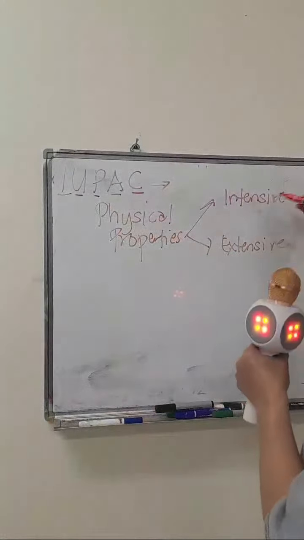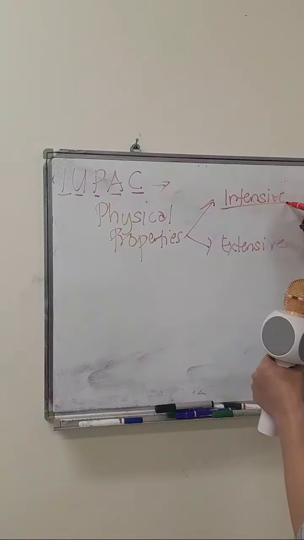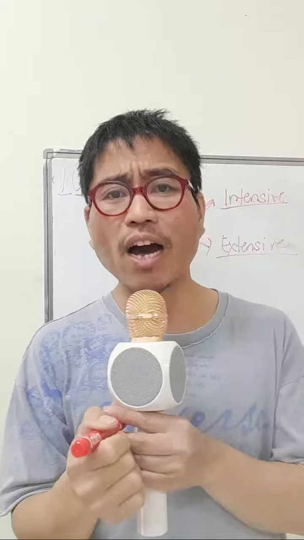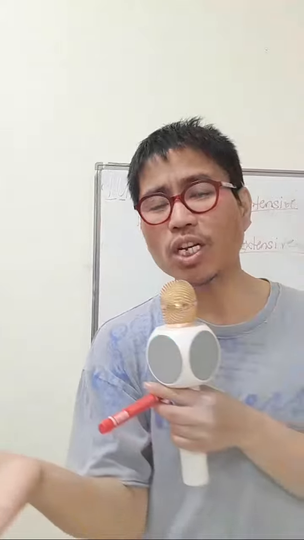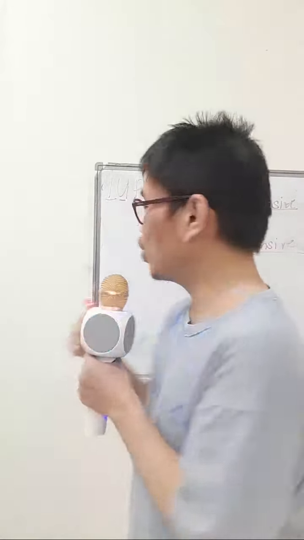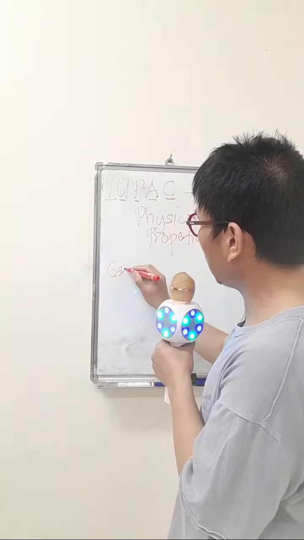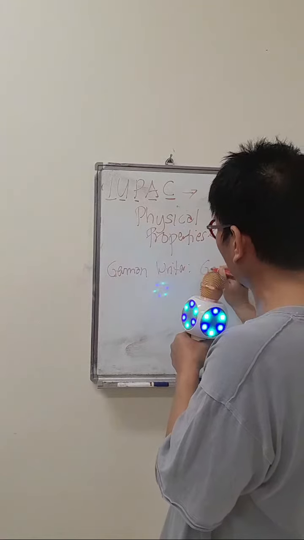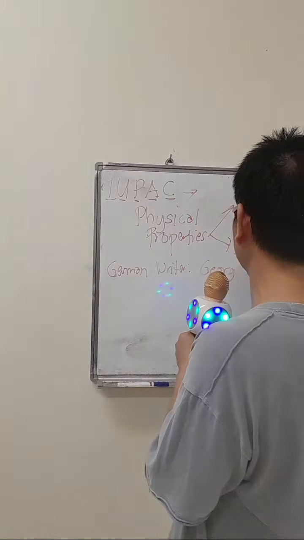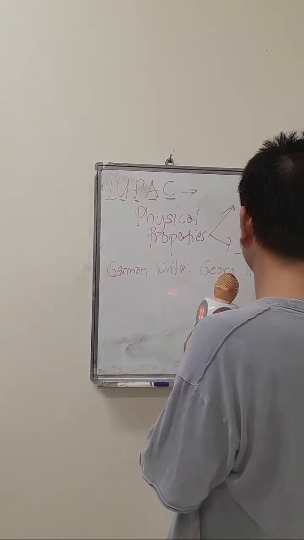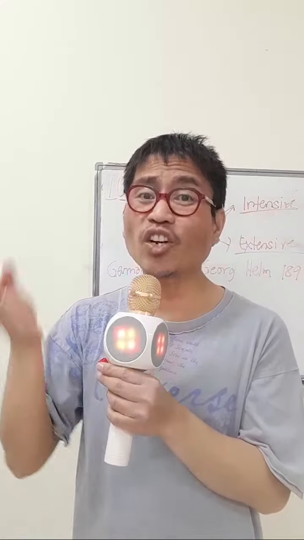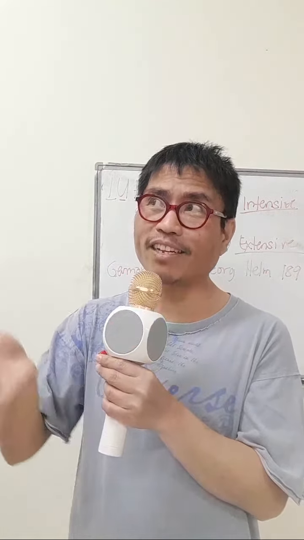Okay, now we need to define intensive property and extensive property, and after that we need to give examples for that. But before going further, guys, this was introduced or discovered by a German writer, George Helm, in 1898.